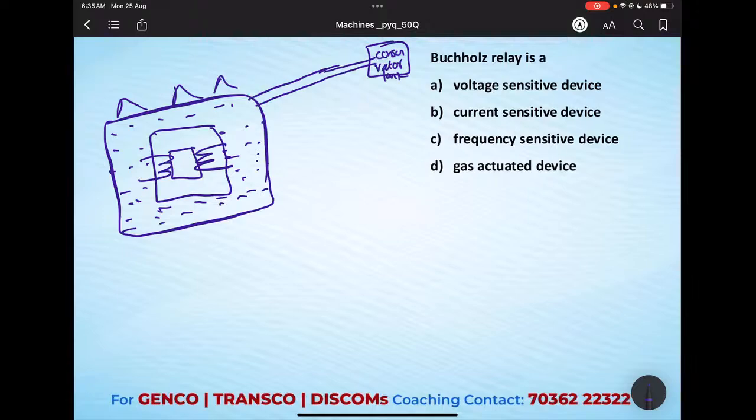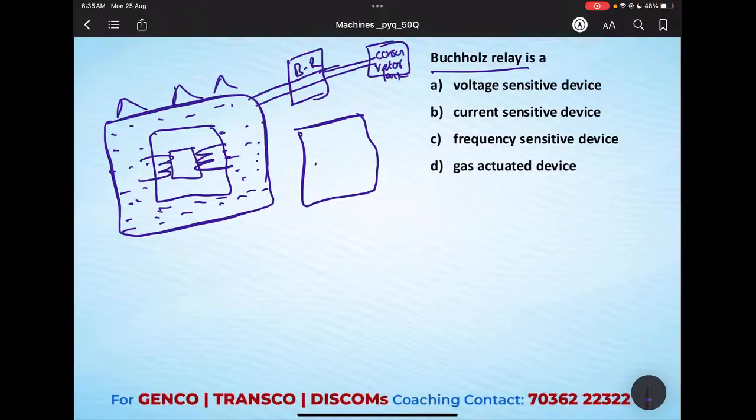Whenever the oil heats up, it decomposes into gases. We need to analyze whether the heat is generated due to load current or fault current. For that we are going to use the Buchholz relay. In general, this Buchholz relay is placed in the channel from the main tank to the conservator tank. It is a gas operated relay.